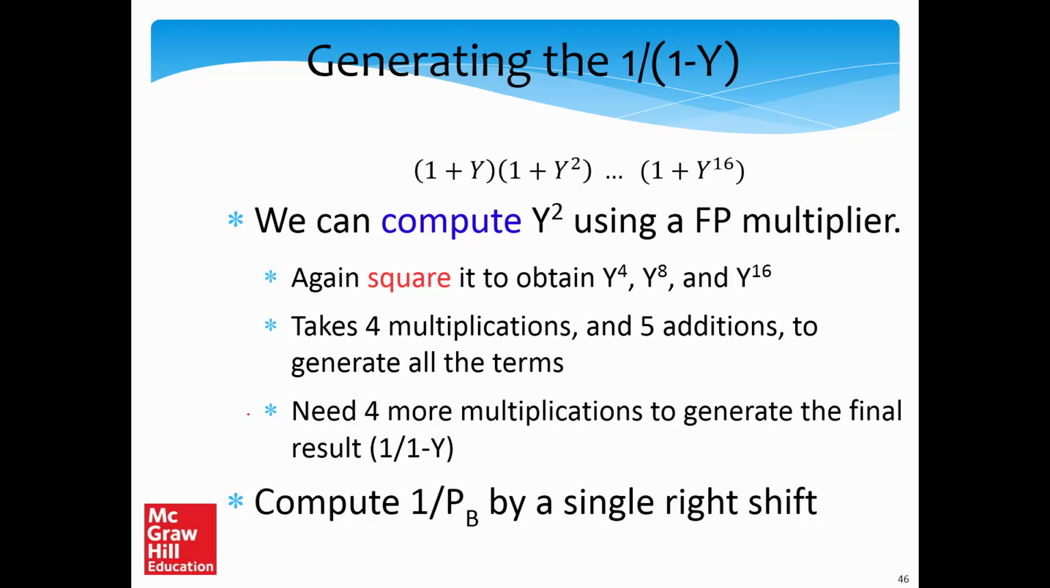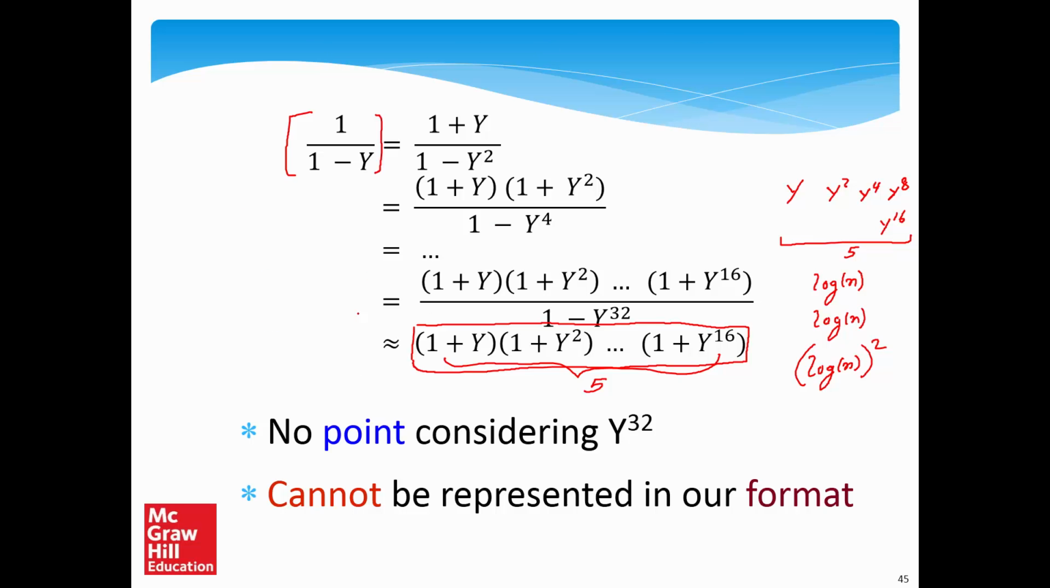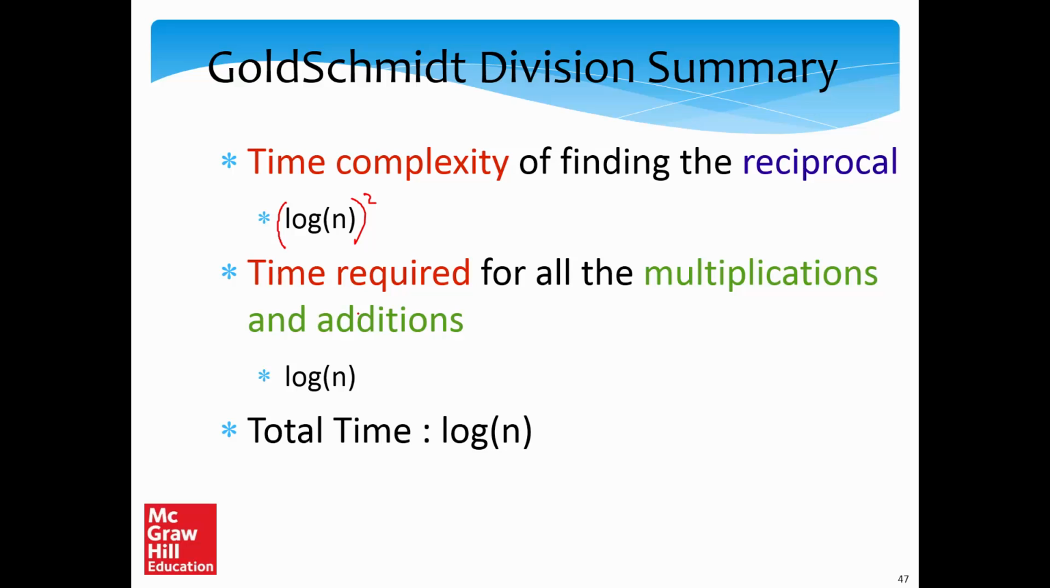All right. So the complexity of this, I'm sorry, there's a small error in this slide. So the time complexity of finding the reciprocal is log of n square, right? As we had computed on the last slide, that is log of n square. And the time required thus for all the multiplications is log of n square, and the total time is log of n square. Sorry, this is one bug that I'll fix in subsequent versions of this slide, but this is what it should be.